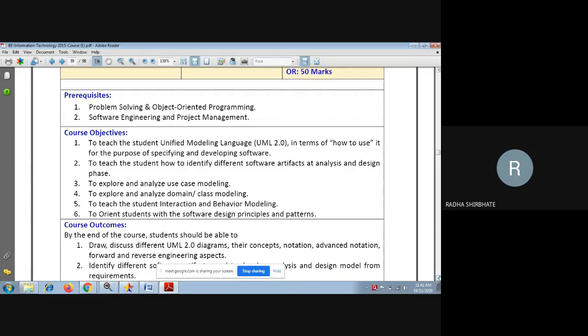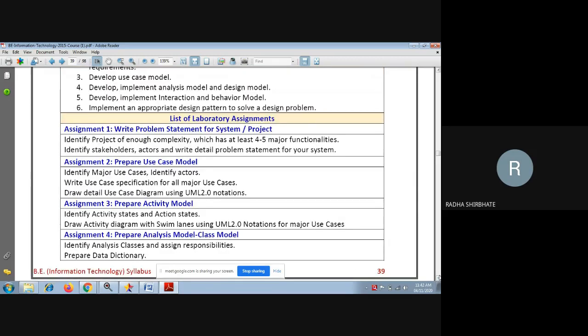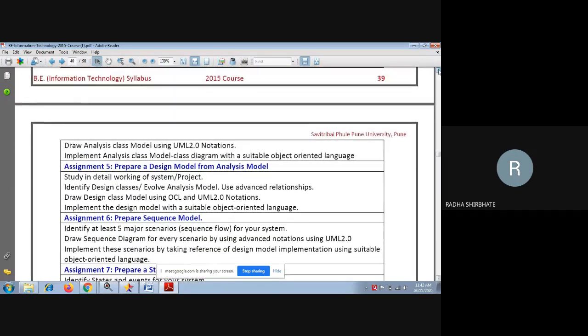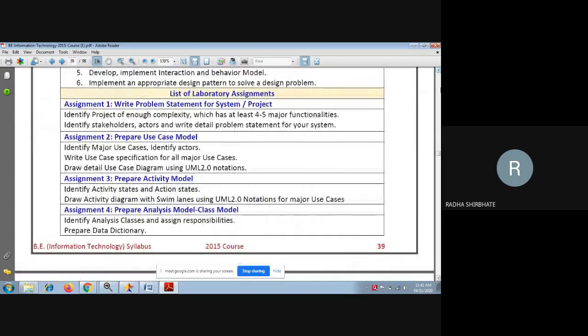Okay, so after the completion of this particular course, all the students must be able to use the StarUML tool to design any particular product. Now let us begin with today's first assignment: write a problem statement for the system or the project. What we have to do with this assignment is identify the project, define the complexity of this particular project, and define the major functionalities to be executed.